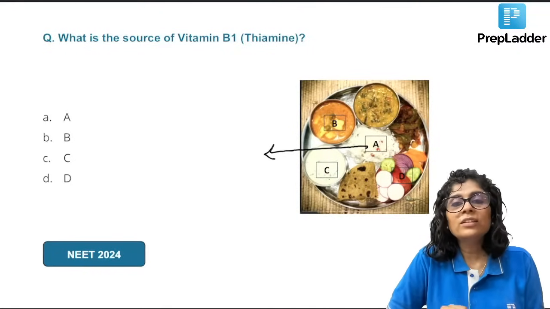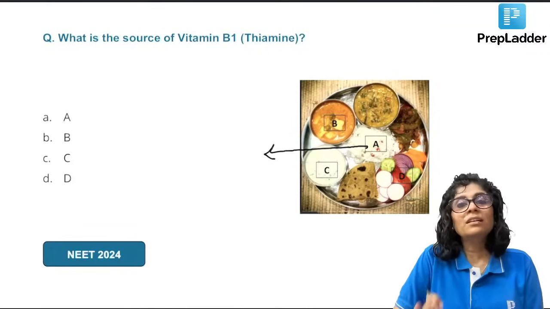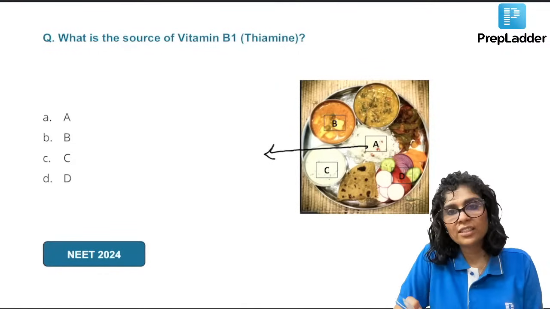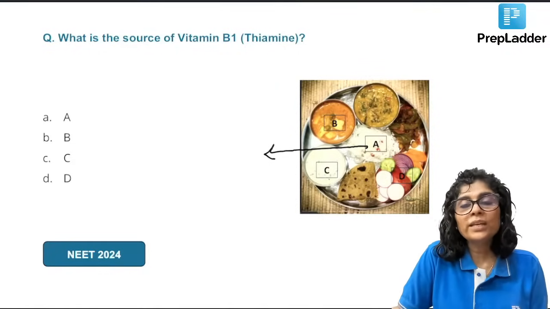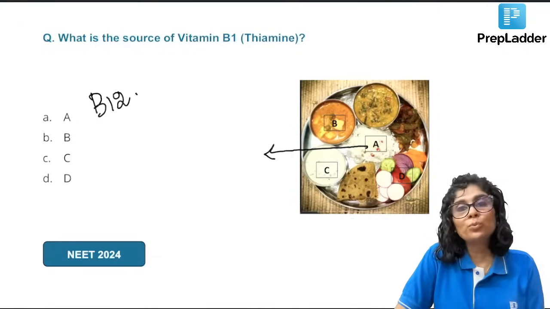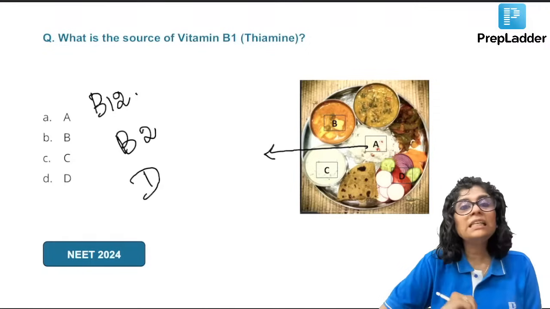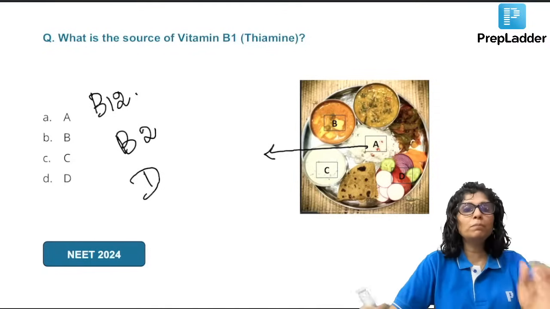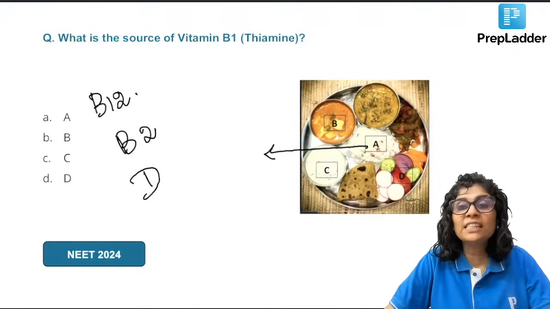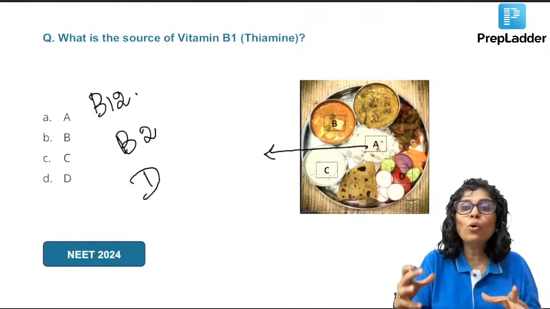What is B and what is C? B looks like paneer. C looks like curd or yogurt, right? Paneer and yogurt are dairy products. What are the vitamins that you can see in dairy products? Dairy products are always rich in B12. They are rich in B2, obviously in vitamin D, right? Dairy products are rich in B12, B2 and D. They are not going to be rich in thiamine because thiamine is seen in whole grains. Do you understand this? Thiamine is rich in whole grains.